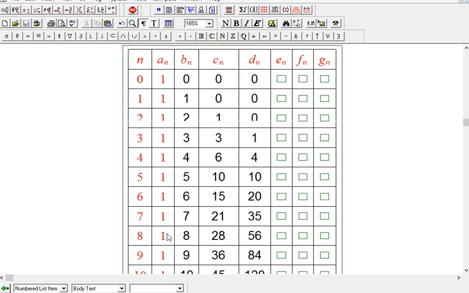Well, a sub n doesn't grow at all. B sub n grows linearly. If you graphed these, they would just be a straight line. If you graph the function, this is just y equals x, basically. It's exactly the most simple linear function.